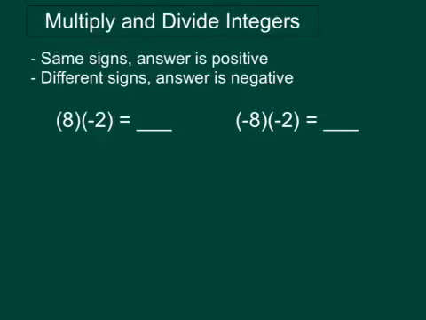Multiplying and dividing integers. When you multiply and divide integers, you just look for the signs. If they have the same signs, then your answer will be positive. If they have different signs, then your answer is negative.